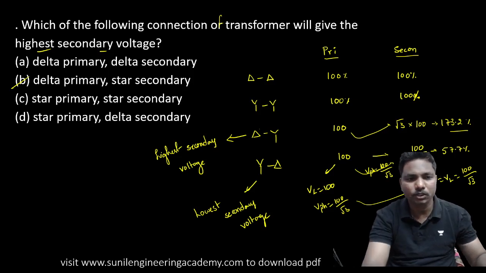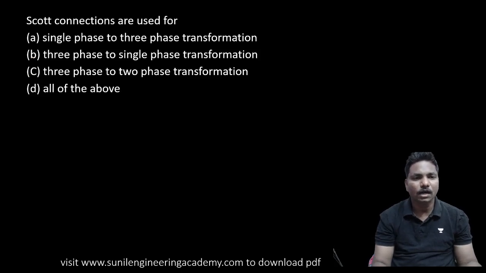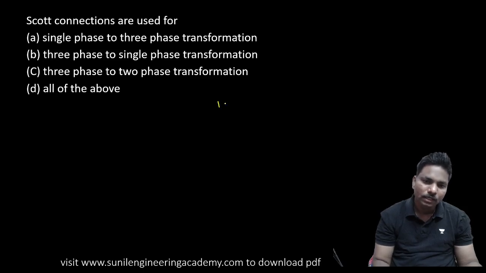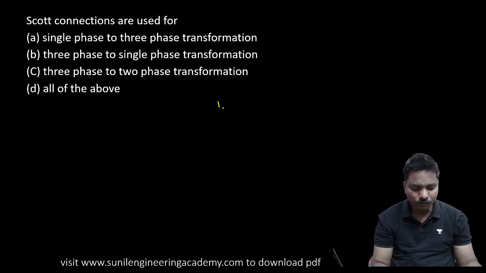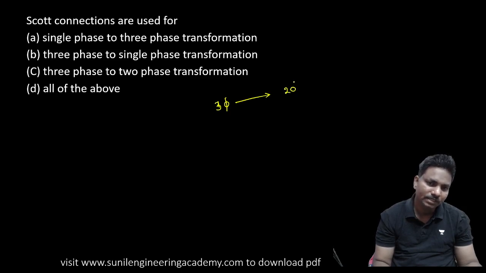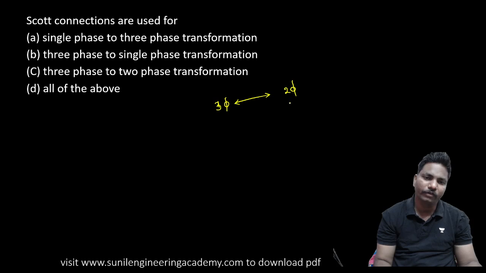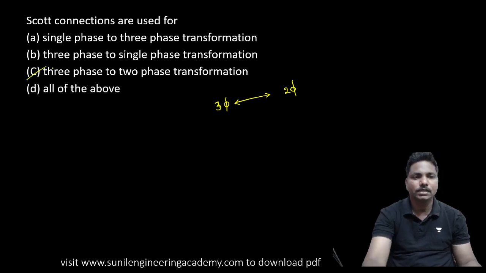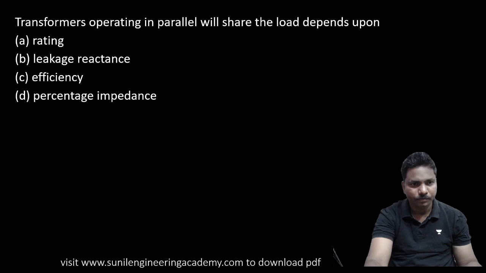Okay. Coming to the next question. Scott connection or VV connections, these are used for dash. This is used for phase to phase conversion, that is like 3 phase to 2 phase or 2 phase to 3 phase, vice versa. So the answer is option C, 3 phase to 2 phase and 2 phase to 3 phase.